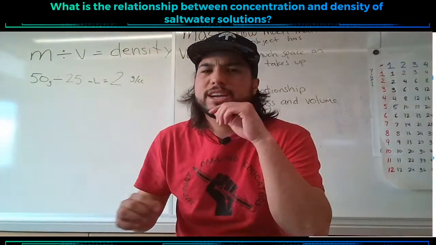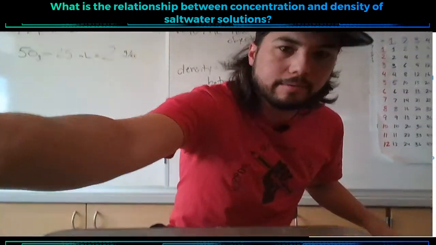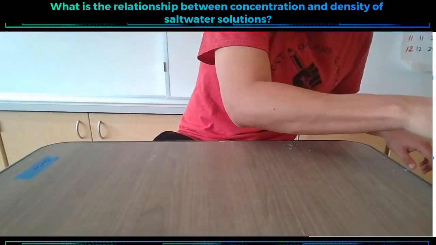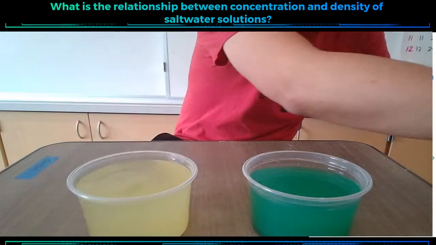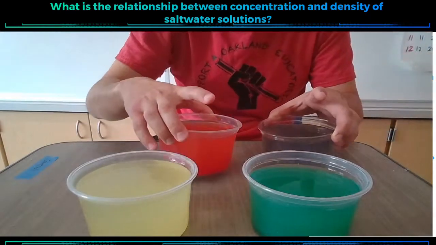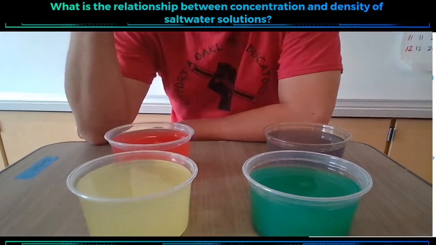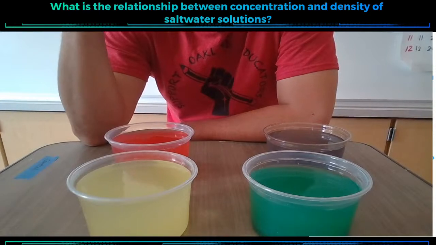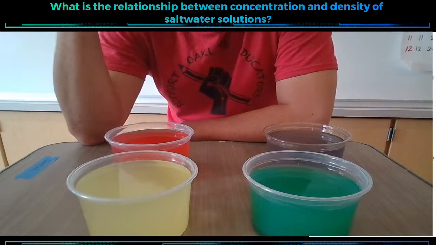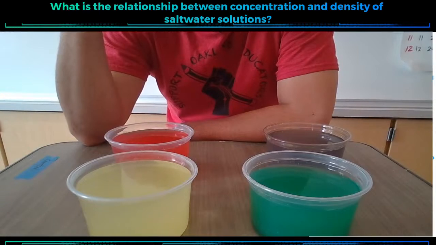Okay? So our challenge today is going to be this. I've got, and I'll tilt this down here, 4 different saltwater solutions, and I've color-coded them so we know that they're all different. We've got a green one, a yellow one, a purple one, and a red one. And our job is going to be to think about how can we figure out which one is the most dense? How can we figure out which one is the most concentrated and so is the most dense?